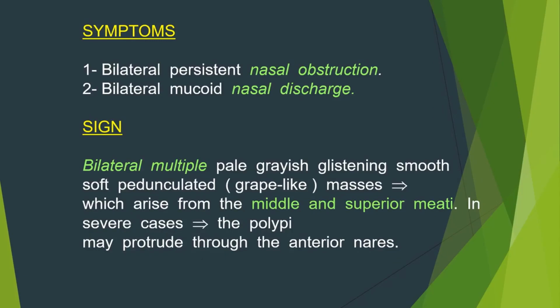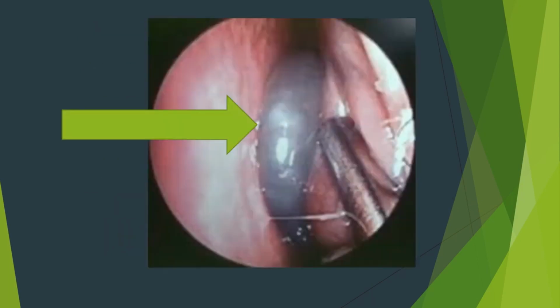What are the symptoms? Bilateral persistent nasal obstruction, bilateral mucoid nasal discharge. By examination, we will see bilateral, multiple, pale, grayish, glistening, smooth, soft, pedunculated, grape-like masses, which arise from the middle and superior meatus. In severe cases, the polypi may protrude through the anterior nares. Can you see in this figure, it shows the nasal polyp looks like a grape.